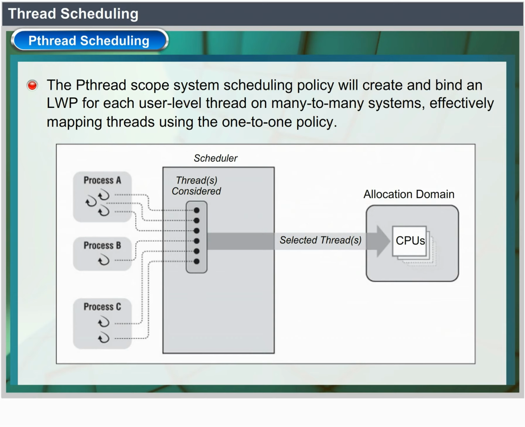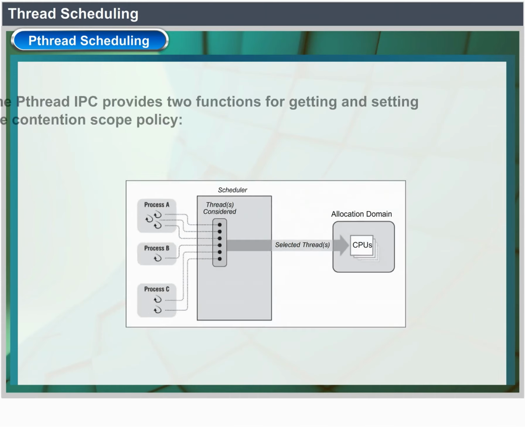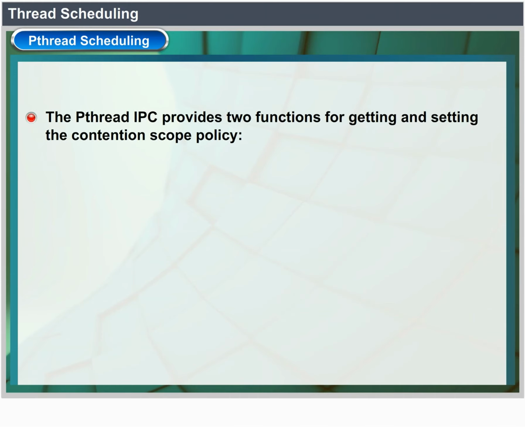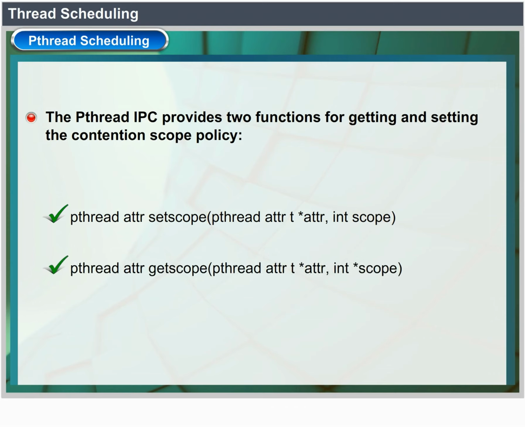The Pthread API provides two functions for getting and setting the contention scope policy: pthread_attr_setscope(pthread_attr_t *attr, int scope) and pthread_attr_getscope(pthread_attr_t *attr, int *scope).